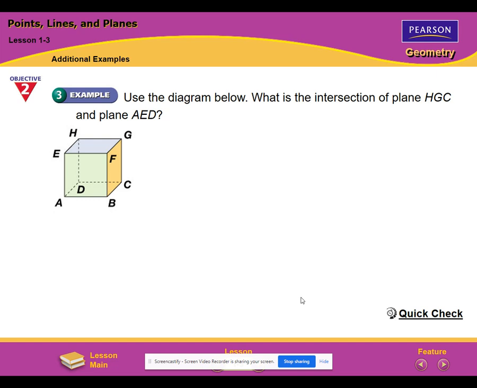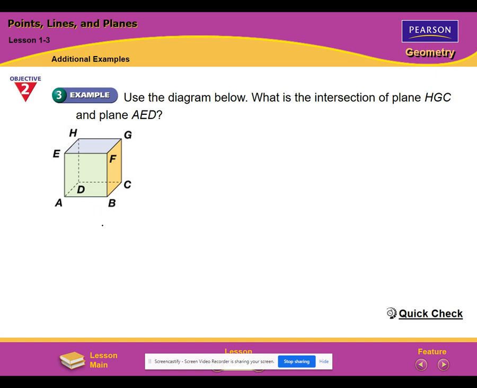Two more examples first. It says, use the diagram below. What is the intersection of plane HGC and plane AED? Okay, now a little bit of a caution on this example, because plane HGC isn't just the back square, it's the plane that contains the back square. H, G, and C are all on the back. Would everybody agree with that? So here's H, here's G, here's C, so we're looking at that back square. But actually, because it's called plane HGC, we're not just talking about that square, but rather the plane that would extend infinitely in two directions. Think of it kind of like it slices through that very back face.